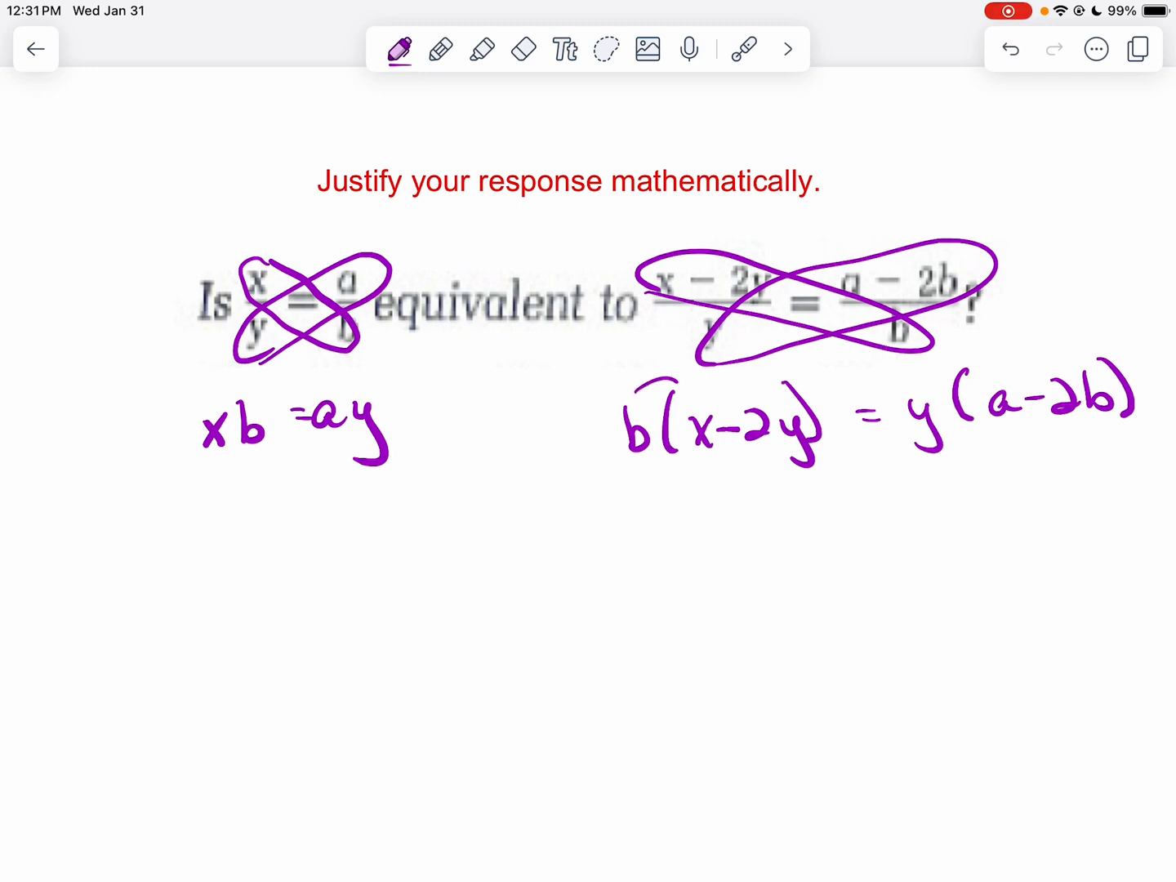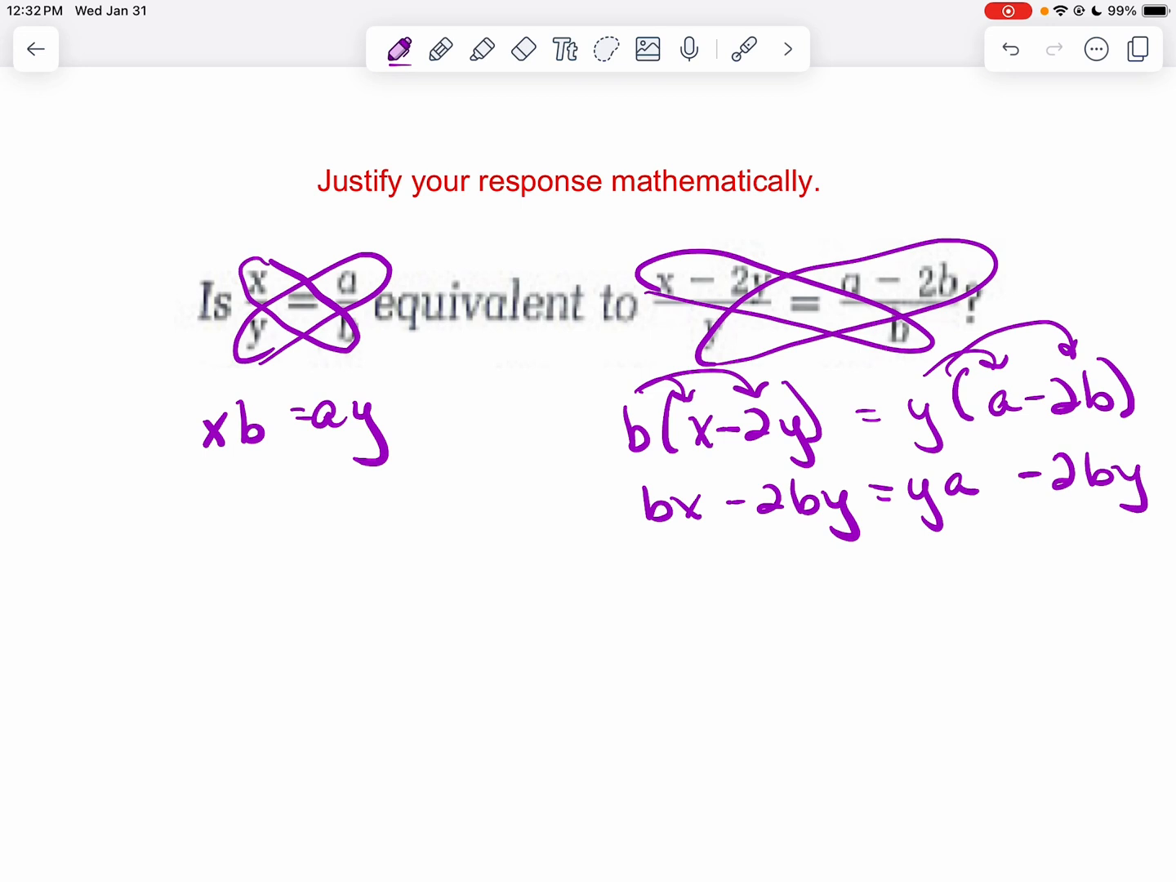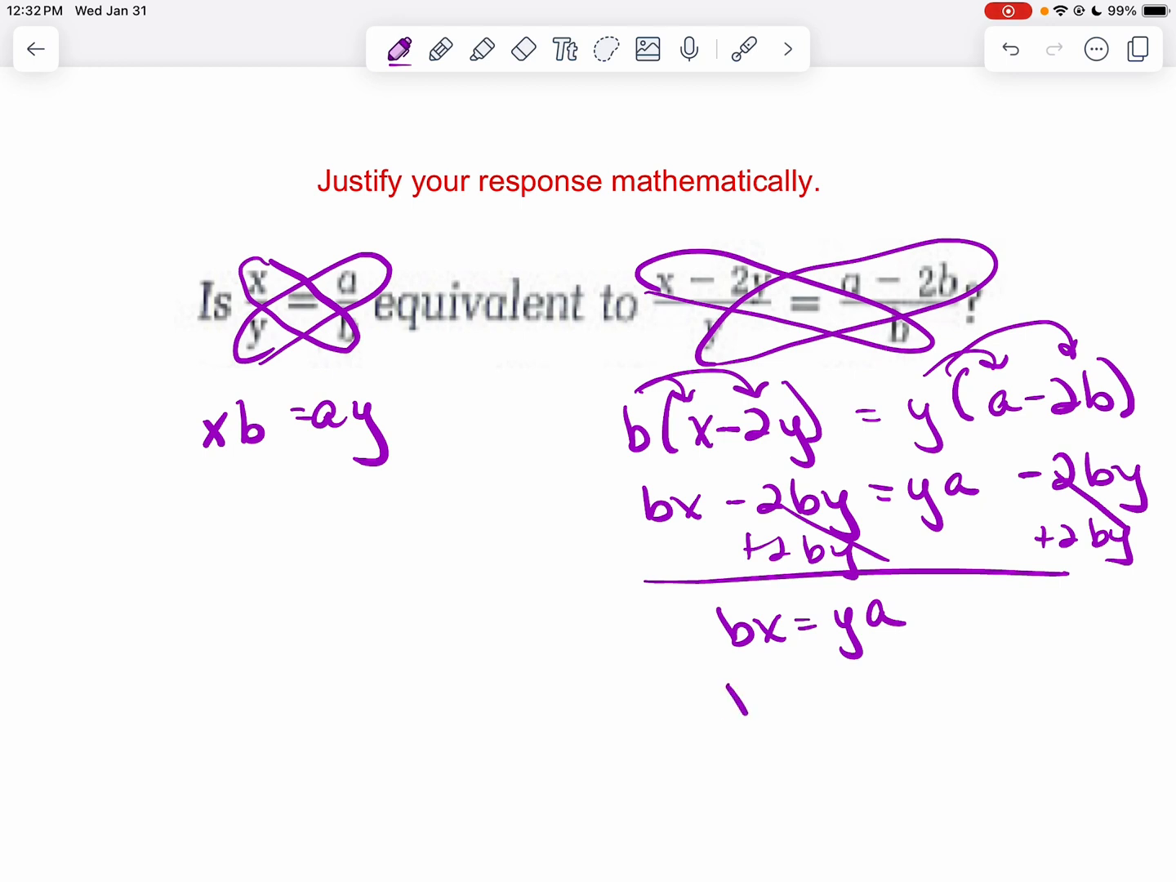Okay, remember we have to be careful. We want to make sure that we distribute this inside. So this becomes bx minus 2by equals ya minus 2by. Okay, so we can see, because we've got the same thing on both sides, this is going to cancel out. So we get bx equals ya. Okay, so if we look at this, this is going to equal this because we know that multiplication is commutative. So it means the same thing because I can rewrite this as xb equals ay. So yes, these are equivalent.